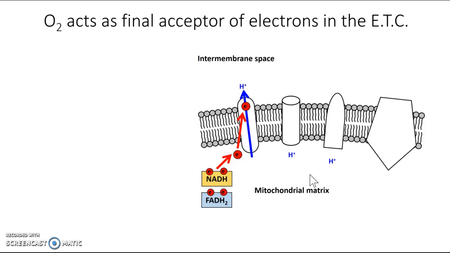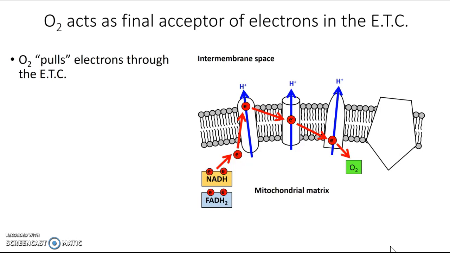Each protein is a little bit more electronegative than the one that came before, so the electrons get passed through, and each time a protein gets an electron, it can pump another hydrogen across the membrane. At the end of the electron transport chain, oxygen is waiting to take those electrons. It's very electronegative, so it keeps taking each electron as it comes through the electron transport chain. And we need a new oxygen every time they come through. So oxygen helps by pulling those electrons through the electron transport chain and taking them away at the end.